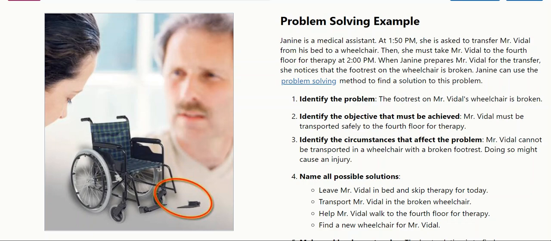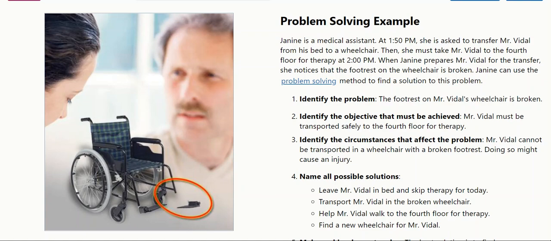Identify the problem. The footrest on Mr. Vidal's wheelchair is broken. Identify the objective that must be achieved. Mr. Vidal must be transported safely to the 4th floor for therapy. Identify the circumstances that affect the problem. Mr. Vidal cannot be transported in a wheelchair with a broken footrest. Doing so might cause an injury.